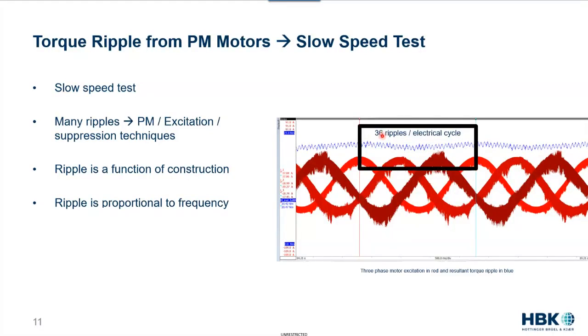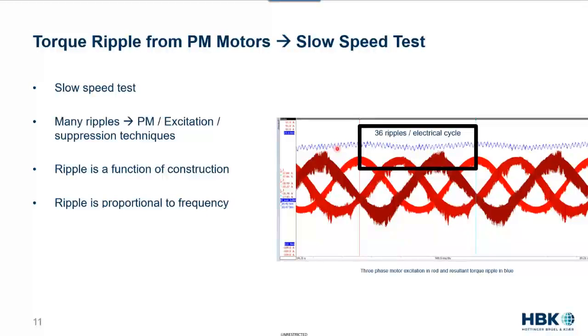The three-phase excitation, the number of slots in the stator, the number of magnets in the rotor, and whether there were any suppression techniques in use or not. All of those are going to affect how many of those ripples we see per electrical cycle.